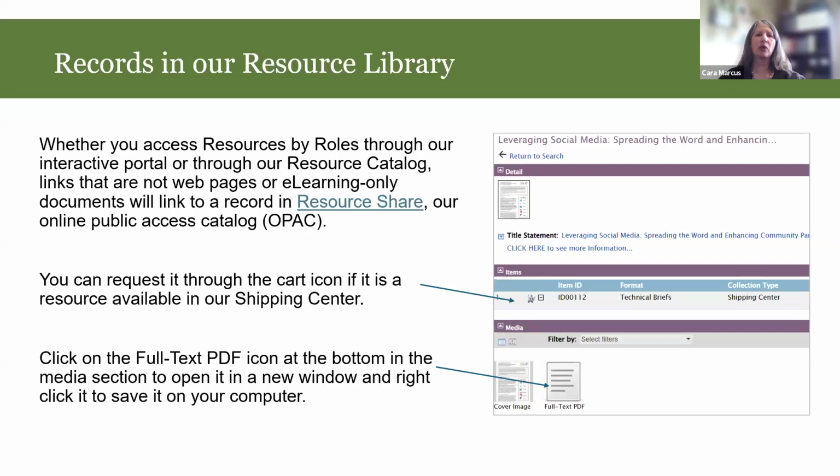Anything that's not just a web page or an e-learning only document will open up to our online public access catalog, which is librarianese for a library database. And you might see a little cart. So if it's available in our shipping center, like this one, this is a tech brief leveraging social media, then you can order it. If it says online resource, you can't order it. So please don't click on the cart if it doesn't say shipping center.